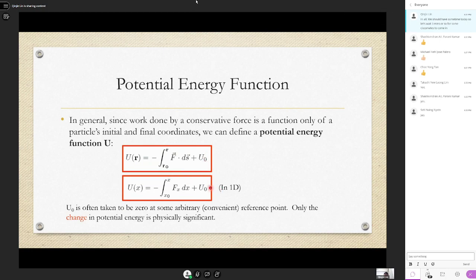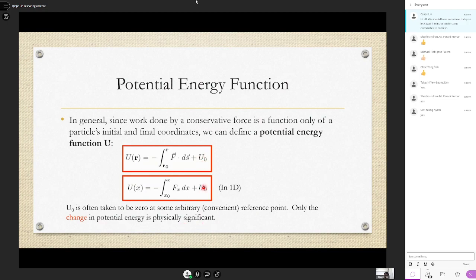In 1D, it's actually the same equation, but all these R and S will change to x because we are only in one direction. So this may be easier to understand. We are only looking along one line, and the equation will look something like this. U naught is often taken to be zero at some arbitrary reference point. Only the change in potential energy is physically significant.